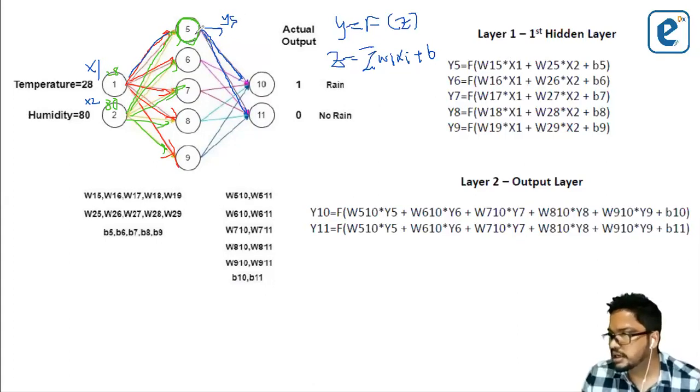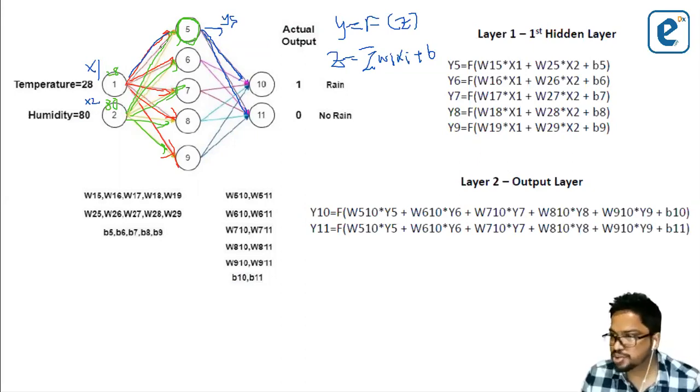Similarly, to this neuron, another input is coming from the second neuron. So to neuron number 5, we have another input coming from neuron 2. That value is x2, and it is coming from the net connecting neuron 2 and 5.